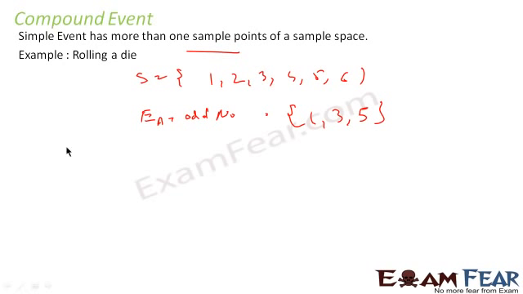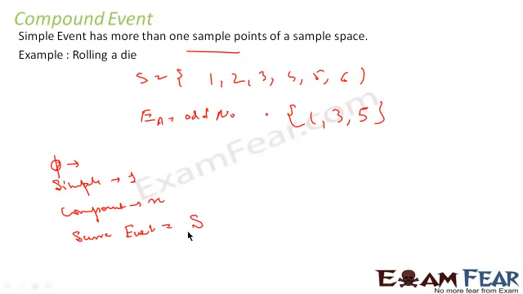So if I want to reiterate, this is the impossible event, with 0 elements. Then we have the simple event, with only one sample point. Then we have the compound event, which will have n number of sample points. And then we have the sure event, which will have S actually, all the elements. Generally, the first and last are combined together because it is 0 or 1. But actually there are 4 kinds of events.